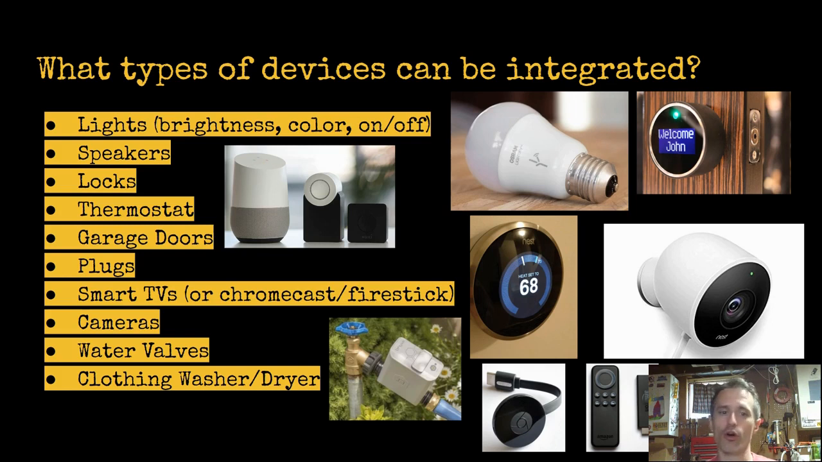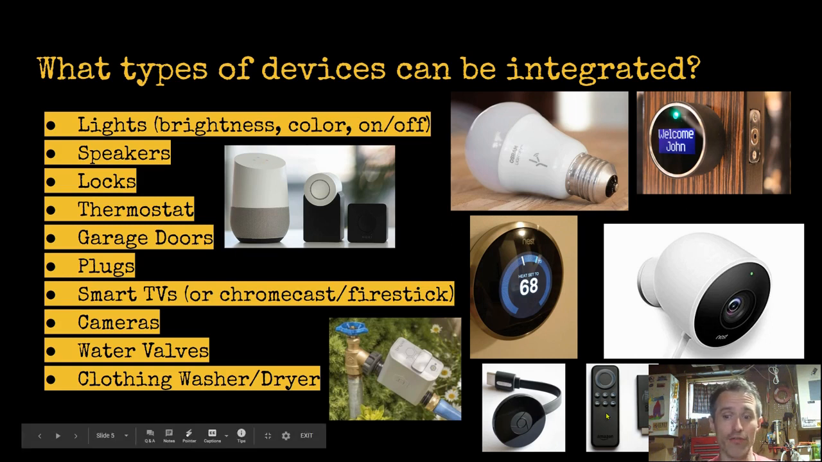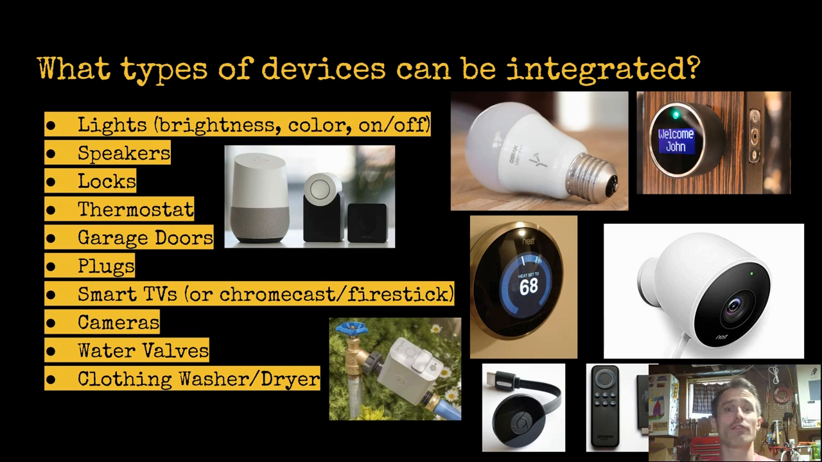There are garage door openers and plugs. You can say you have a lamp and you don't want to spend the money on a smart light bulb. You could have a smart plug that's controlled by your devices. You could have smart TVs. If you don't have a smart TV, you can take a normal TV as long as there's an HDMI input, and you could use something like a Chromecast or a Fire Stick and make it basically a smart TV. And then your devices can send information to it, whether it be music or video.